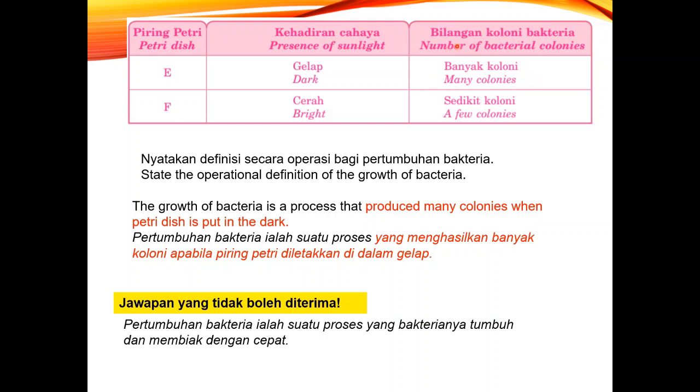So actually both petri dishes have the bacteria, but you can refer to one only. Either you refer to the dark condition or the bright condition. So you can write like this. The growth of bacteria is a process that produces many colonies when the petri dish is put in the dark. So the front part here, produces many colonies, this is what you can observe, right? And then what you have done, you put the petri dish in the dark. Or you can write another way. The growth of bacteria is a process that produces a few colonies when the petri dish is put in the bright. Also can.